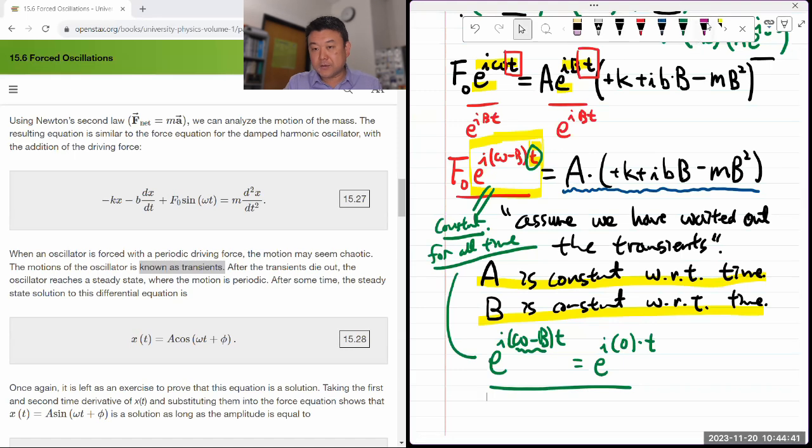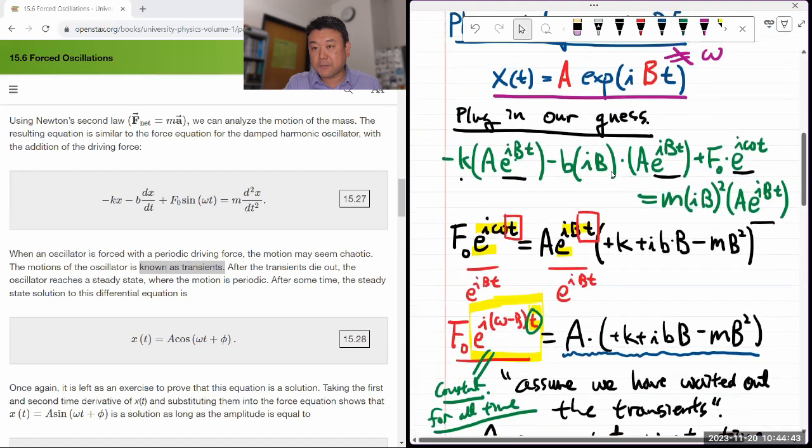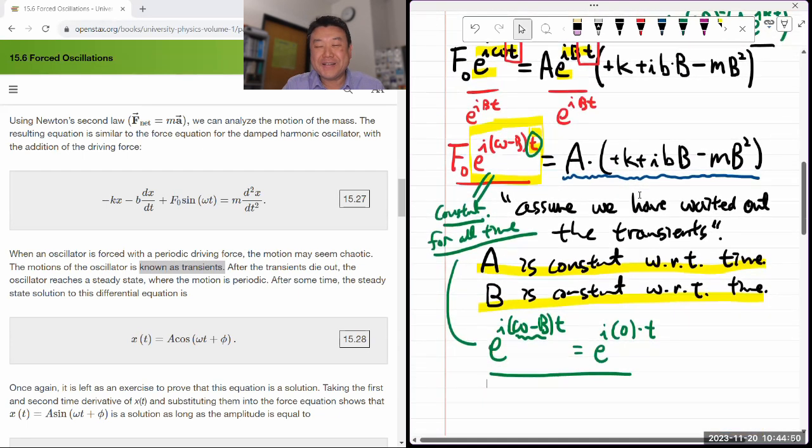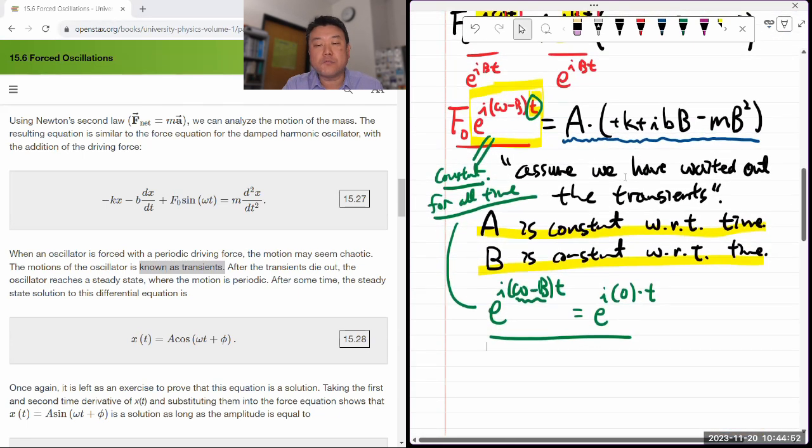Despite what I said up above, that I'm not going to say B is equal to omega, it turns out it has to be. If we have waited out the transients and we are looking for a stationary solution of some kind, then it must mean that B is equal to omega.